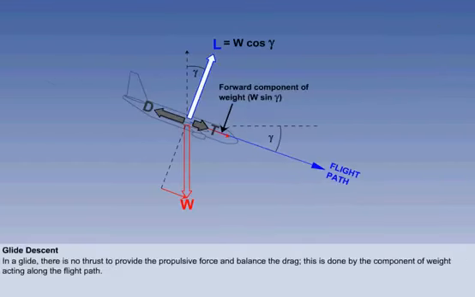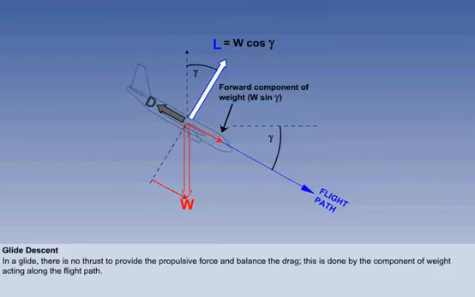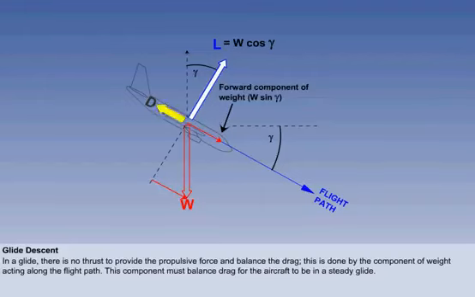In a glide, that is, a descent without power, there is no thrust to provide the propulsive force and balance the drag. This is done by the component of weight acting along the flight path. In a glide, there are only three forces acting on the aircraft: lift, weight and drag. The forward component of weight, W sine gamma, is a product of the descent angle gamma. The greater the descent angle, the greater will be the forward component of weight. This component must balance drag for the aircraft to be in a steady glide.